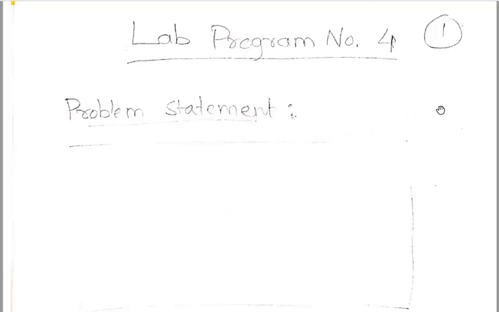On the first page, don't write this. This is just for showing you that this is the first page. You don't have to write this, page 1. You are going to write lab program number 4. Then you are going to write the problem statement. And where do you get the problem statement? You can get it from the syllabus. That is one source of information where you can find the problem statement.